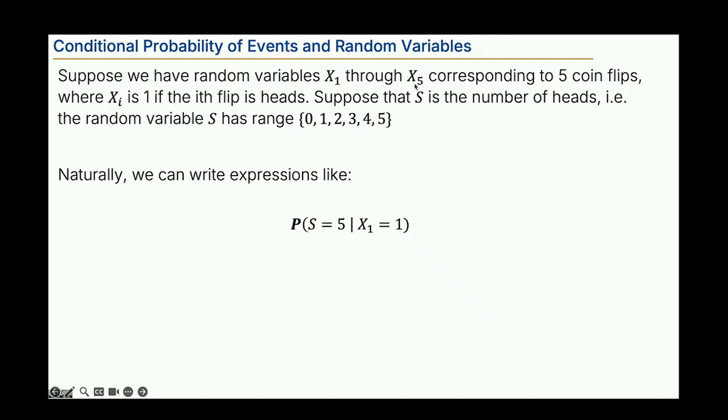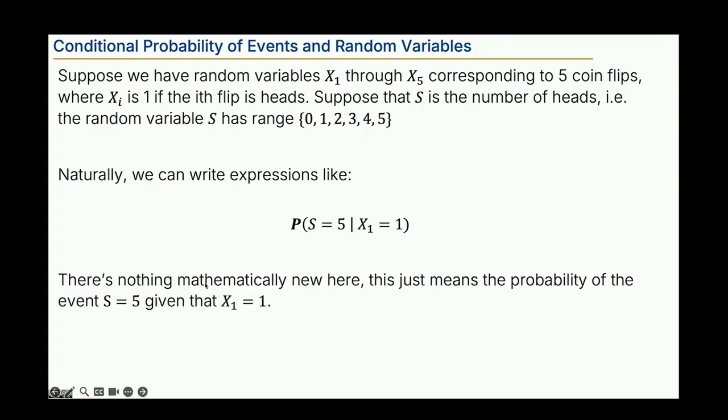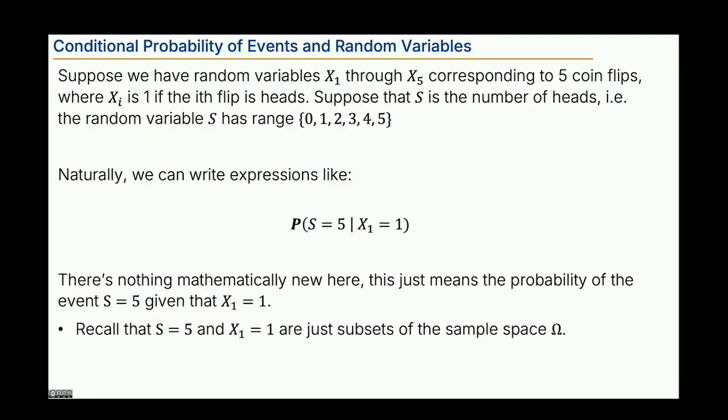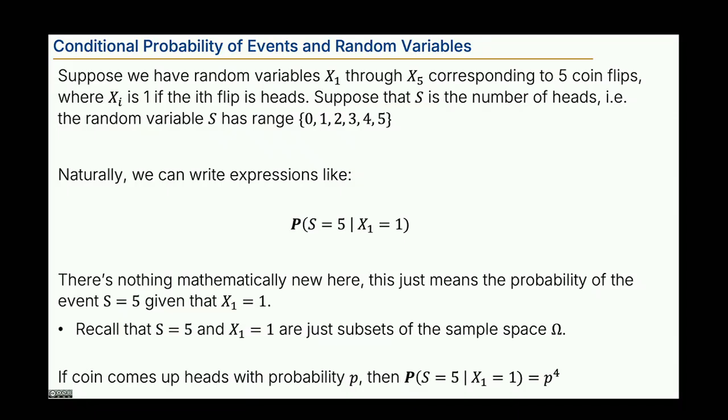But if you wanted to, suppose we have these random variables x1 through x5 corresponding to coin flips, where xi is 1 if the ith flip is heads, and s is the number of heads. We could write something like, what's the probability that we have 5 heads given that the first thing is heads? That's basically how you can think about this. And again, this is a very concrete example that we're comfortable with, but it'll hold even when the sample space is kind of fuzzy. If our coin comes up heads with probability p, then the probability that the sum is 5, if we already have 1 heads, will just be p to the 4th because we've already got one of them out of the way.